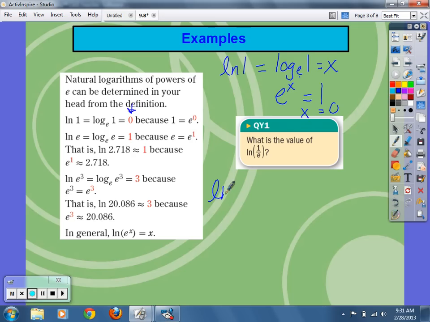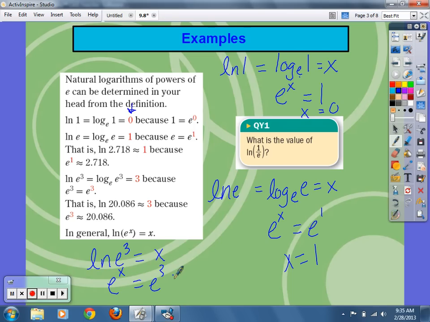What if I had the natural log of e? That's the log base e of e. We don't know what it is. So e to what power equals e? Well, e to the first equals e, so e to the x is e to the first, x equals 1. Okay, here's another one. Natural log of e to the third equals what? Let's say x. Well, it's a log base e, so e to the x equals e to the third, and x has to equal 3.